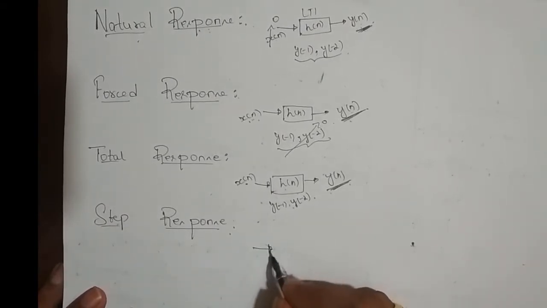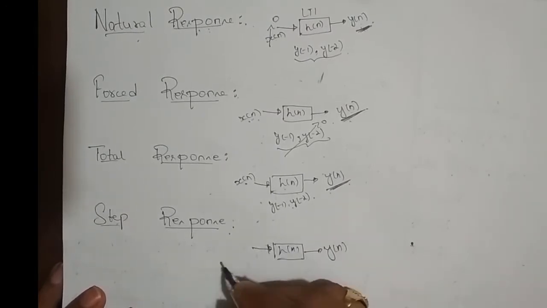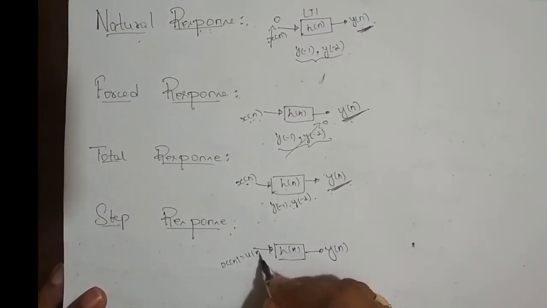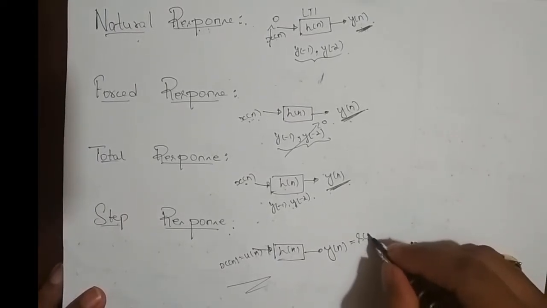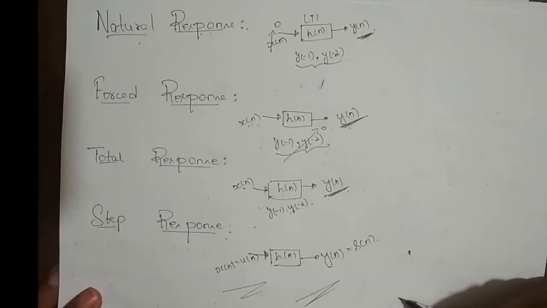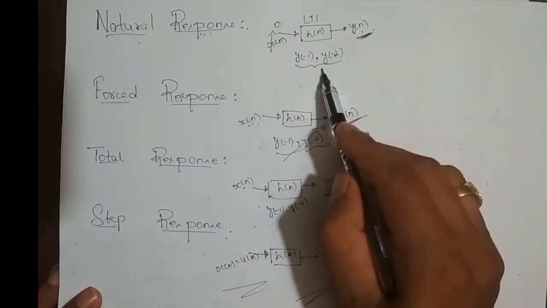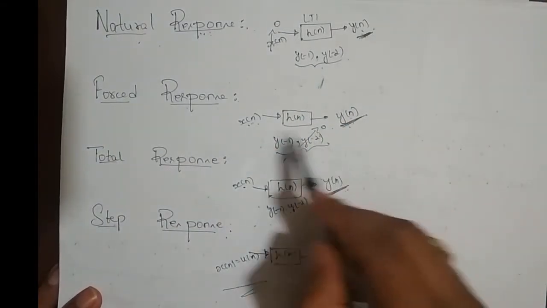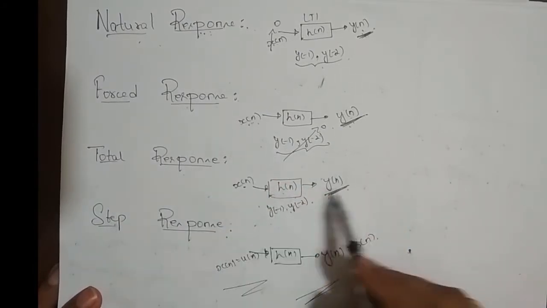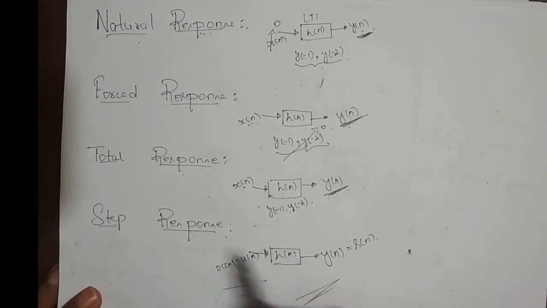Now step response is the response of the system when the input x of n is a unit step function u of n. And how do we represent the step response? It is s of n. Just to sum it up, natural response is the response when the input is made 0 and initial conditions are considered. Forced response is the response when the initial conditions are made 0 but input is considered. Total response is the response when both input and initial conditions are considered, whereas step response is the response when the input is the unit step function.